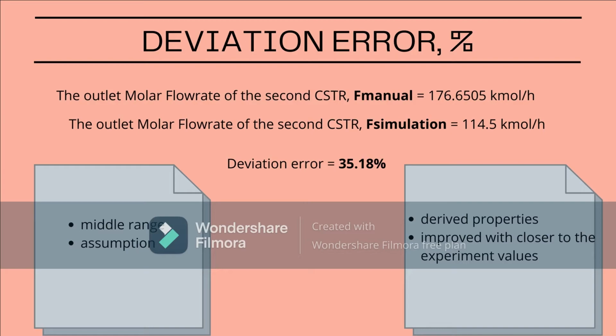There are a few possible causes that have led to this deviation error value. First and foremost is based on the assumption. The process undergoes an isothermal condition, but through the simulation on Aspen HYSYS, the assumption cannot be applied. Furthermore, since the majority of the values were derived from online articles and journals, some of the Reaction Engineering 1 properties may be less precise. And the approximated and predicted values can be improved with better parameter and property values from a more reliable source and closer to the experiment values.